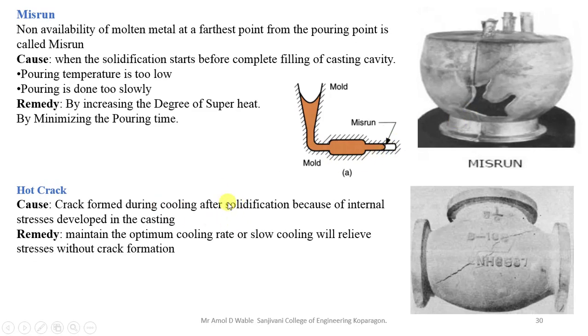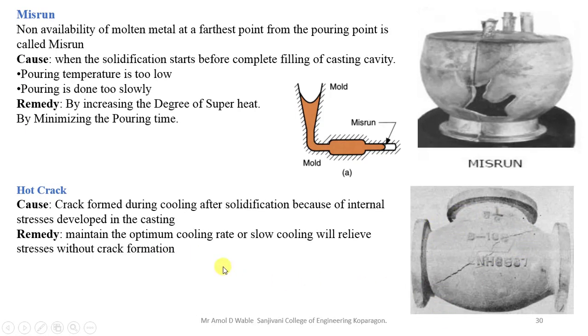Then another is a hot crack. In previous days, if you have seen your pipelines, those were all made by cast iron. Nowadays also, if you have seen the old pipelines which are used in Mahanagarpalika, or somewhere you might have come across at your home as well, your walls are generally made of cast iron. So this is the same part.